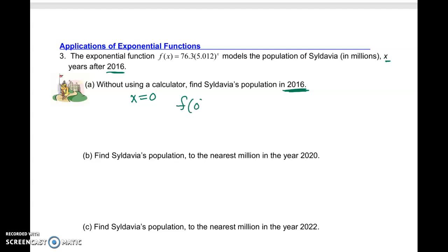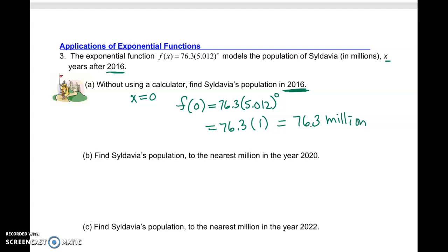So I'm going to evaluate the function at 0, meaning I'm going to put in 0 for x. Well, anything raised to the 0 power, whether it's 2 to the 0 power, 10 to the 0 power, 10,000 to the 0 power, is always 1. So we get 76.3. And that's going to be million.